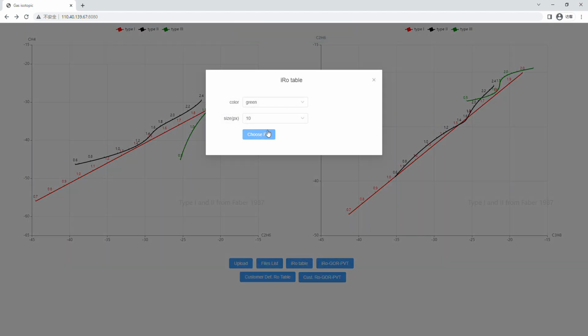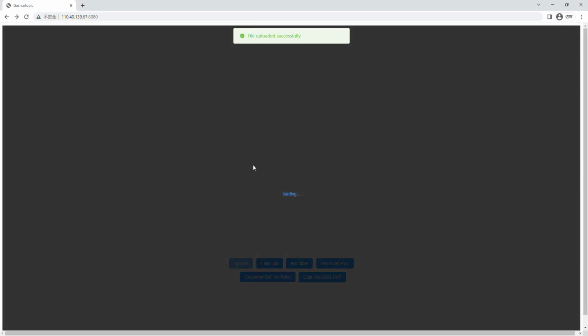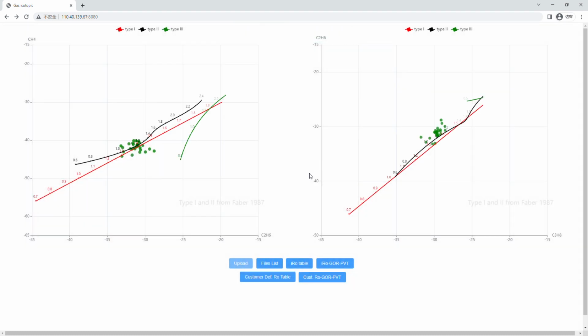Here I use a type 1 source rock, from the North Dome and South Pass area. The source rock is from the Silurian time period, and during that time everything was very low single-cell source rock kerogen, so type 1 actually fits better.